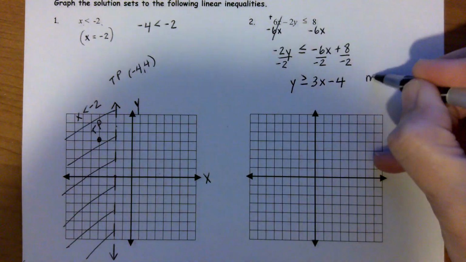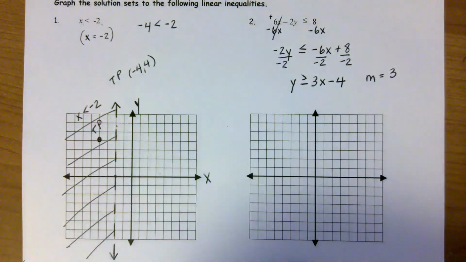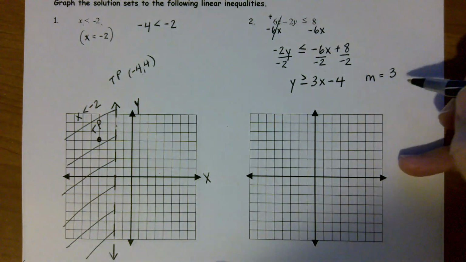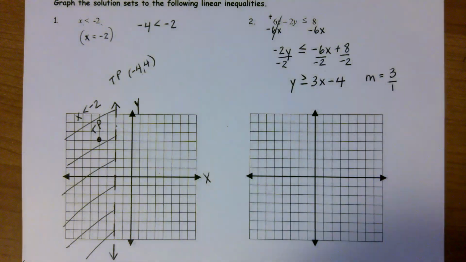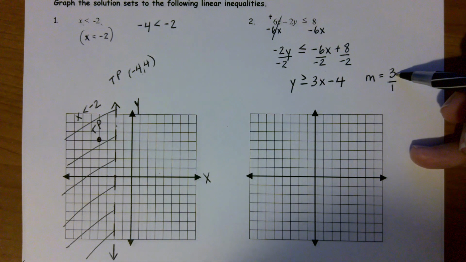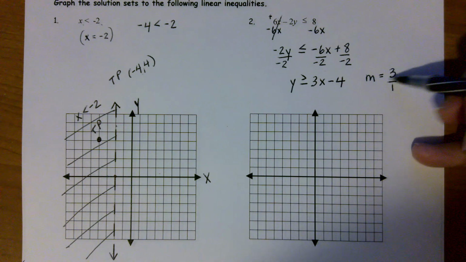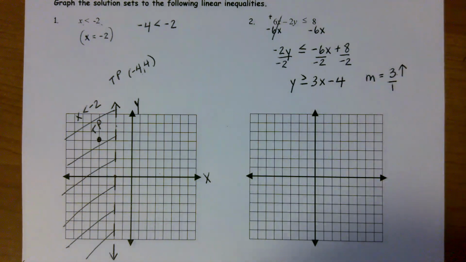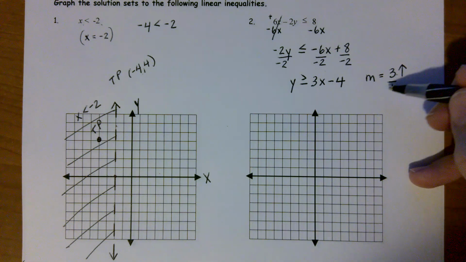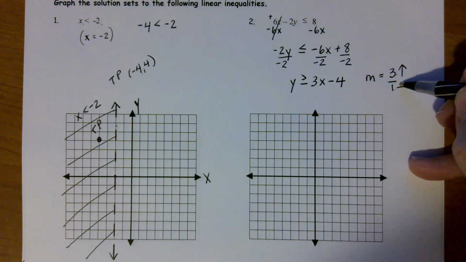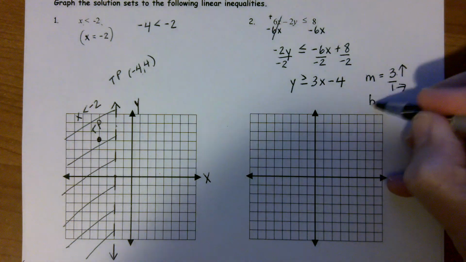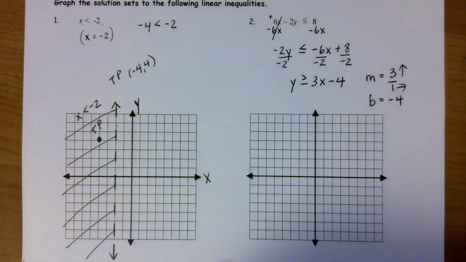Our slope, our m value, is 3. Remember, if we're going to use that to graph, we need to make this a fraction. So I put this 3 over 1. And since this is a positive in the x part, the y, this is going to go up 3. This 1 is showing my change in x, so it's going to go 1 to the right since it's positive. My b value is -4. And I'm ready to graph my boundary line.